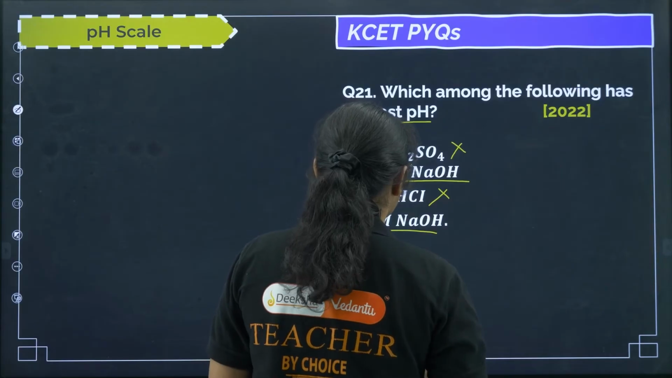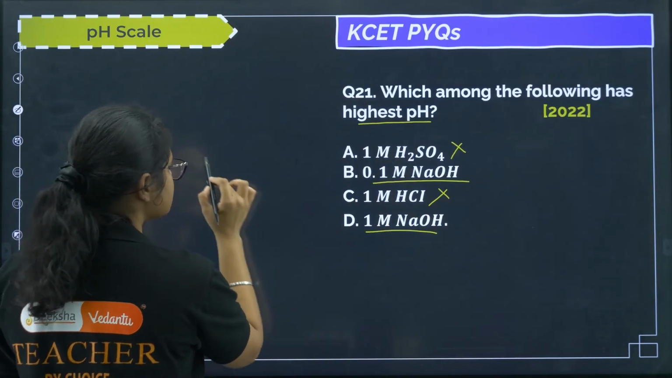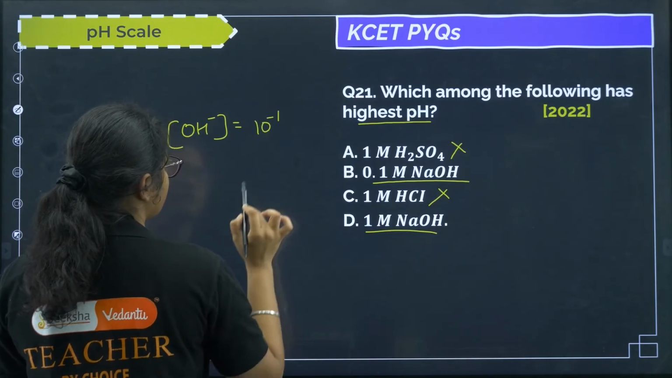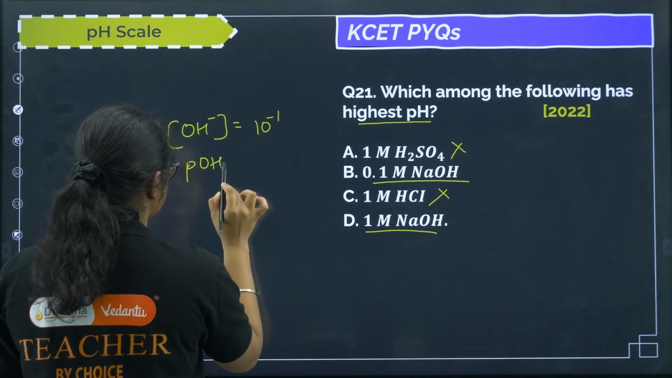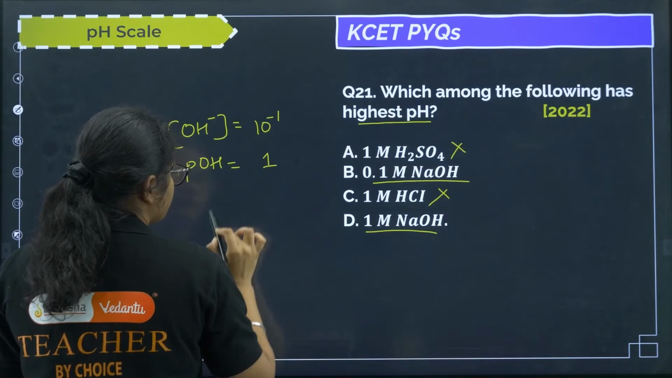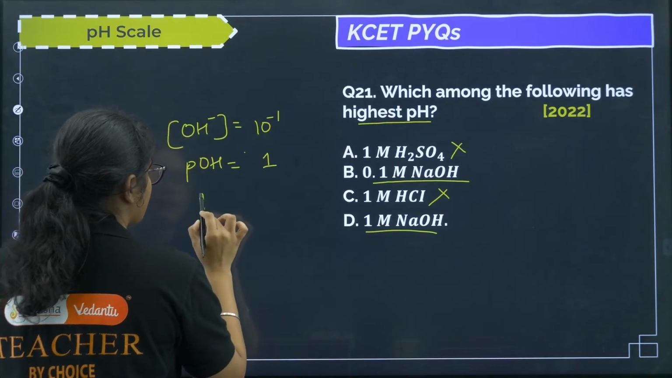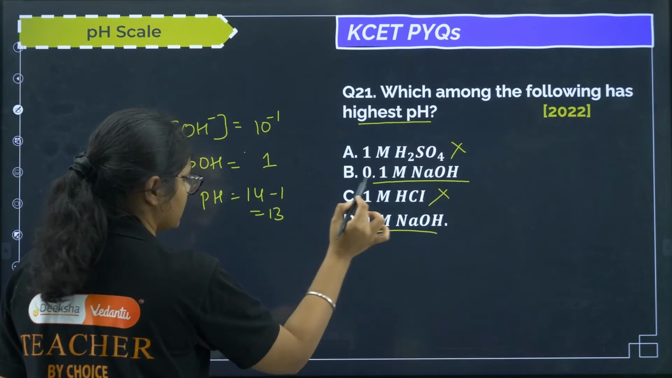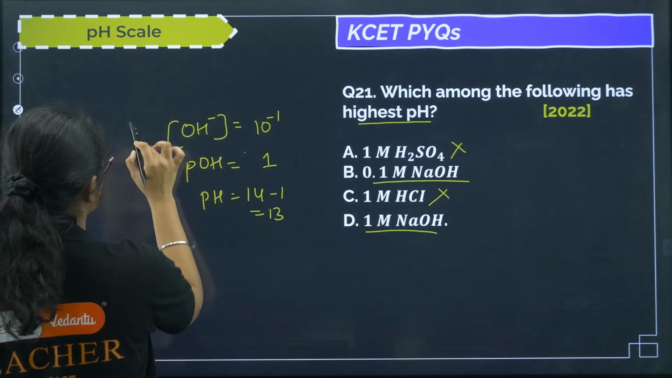Now if you see these two options, here what is the OH- concentration? OH- concentration is 10 to the power of minus 1. Then what is the pOH value? pOH value will be minus log of this, which is 1. Then what is the pH value? 14 minus 1, so that is 13 here. Now, this is option number B.